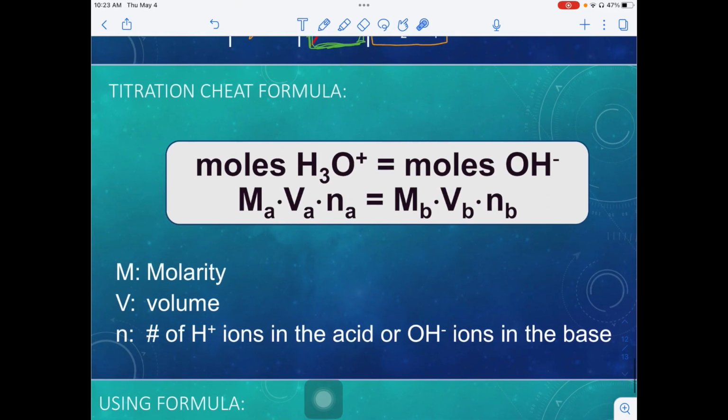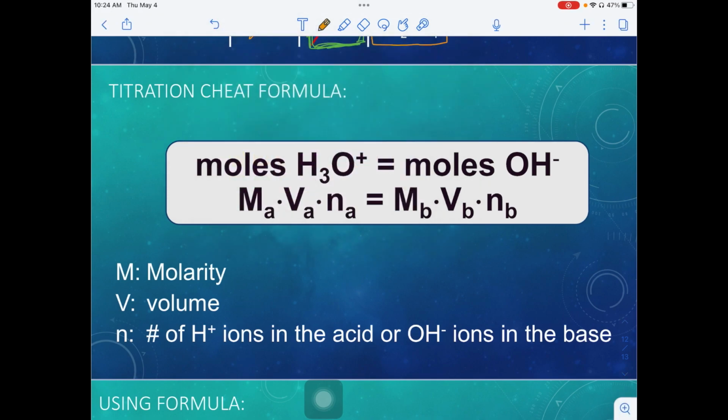Now let's just say you're really over stoichiometry and you have no interest in ever learning stoichiometry ever again. Don't get upset. There is a way to cheat this without stoichiometry. The way that we do that is it's moles of hydronium ion equal moles of hydroxide ions. And here's the formula. Molarity of the acid, volume of the acid, number of H ions of the acid equals molarity of the base, volume of the base, number of OH ions for the base.